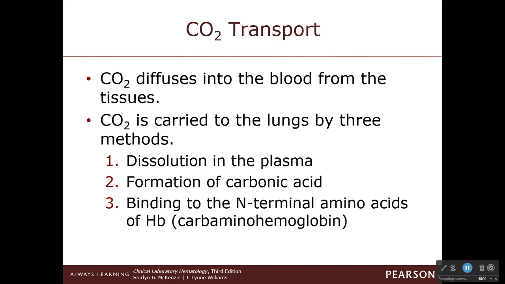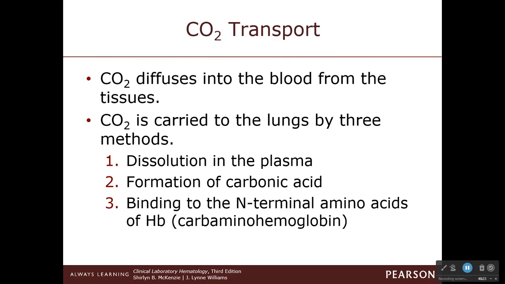Alright, the next thing that it can do is it can dissolve in the plasma, or it can bind old. Writing too much today, guys.